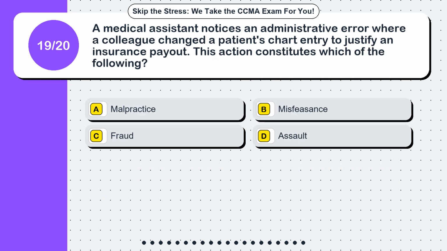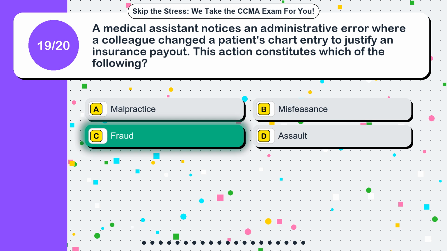Question 19. A medical assistant notices an administrative error where a colleague changed a patient's chart entry to justify an insurance payout. This action constitutes which of the following? Option A, malpractice. Option B, misfeasance. Option C, fraud. Option D, assault.